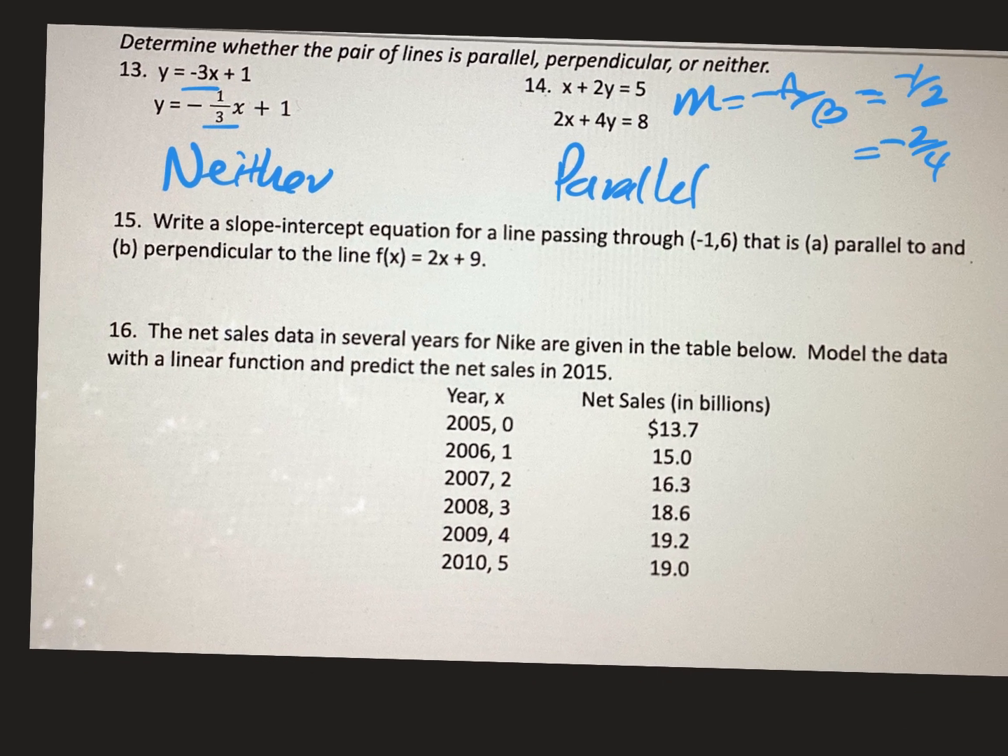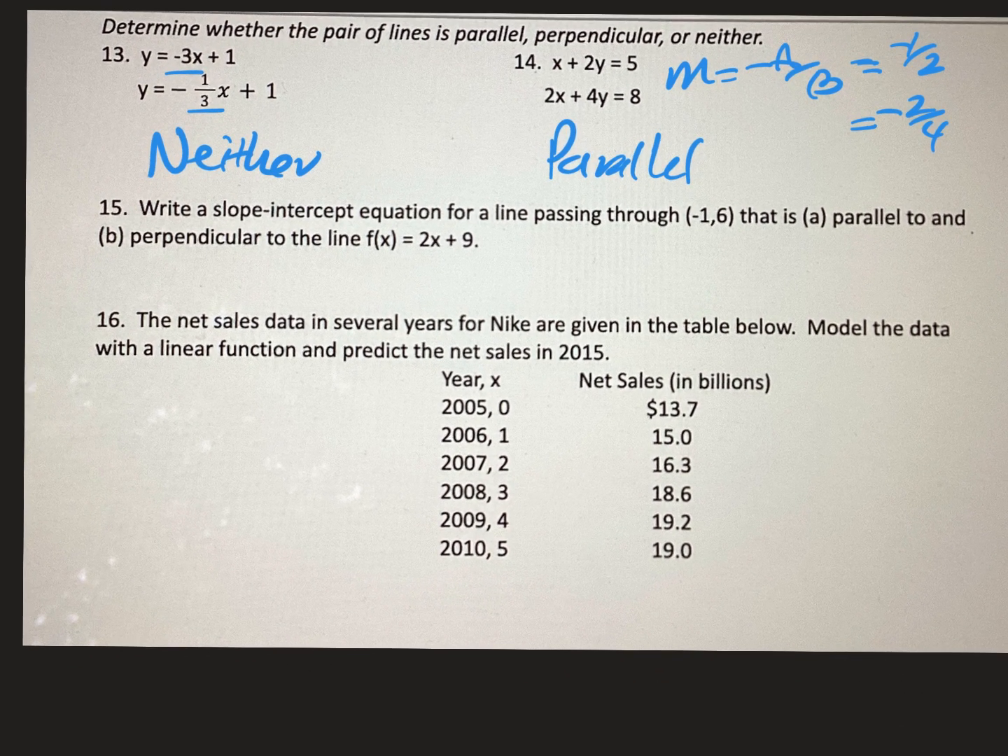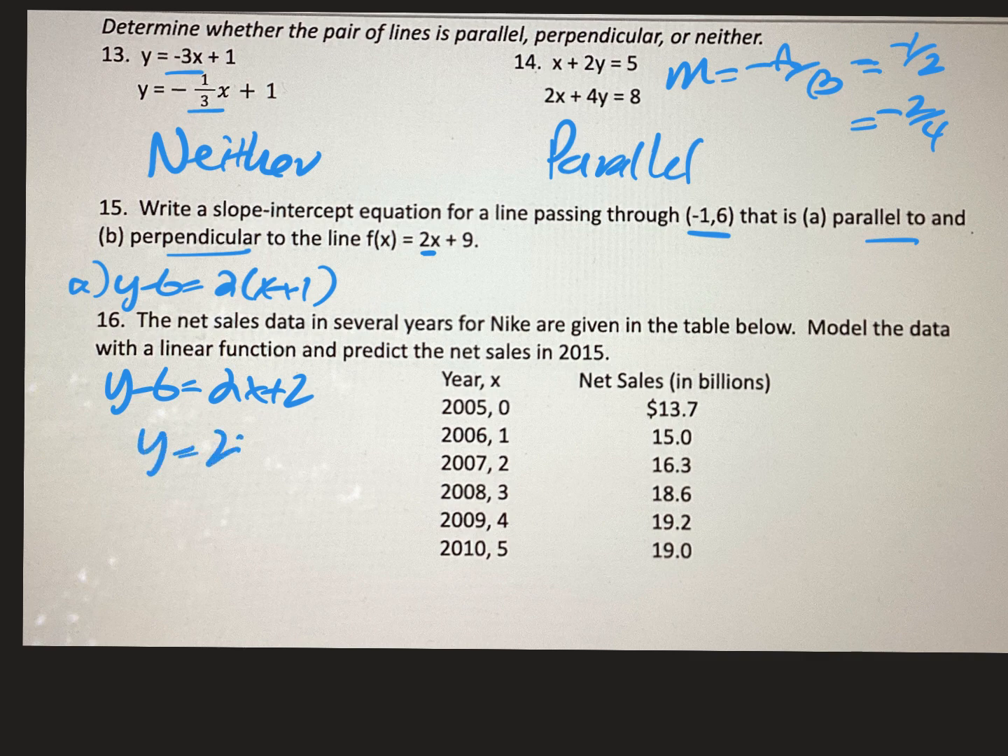15, right, 2 answers here for 15. You've got to do a parallel equation, and you also have to do a perpendicular equation. So the slope's right there. Slope is going to be 2. So there's my point, there's my slope. So for the parallel one, I'm just going to go y minus 6 equals the slope times x plus 1. Same steps as usual. I'm going to distribute the 2x plus 2, and then move the 6 over. So I get 2x plus 8. That's the parallel one. That's part A.